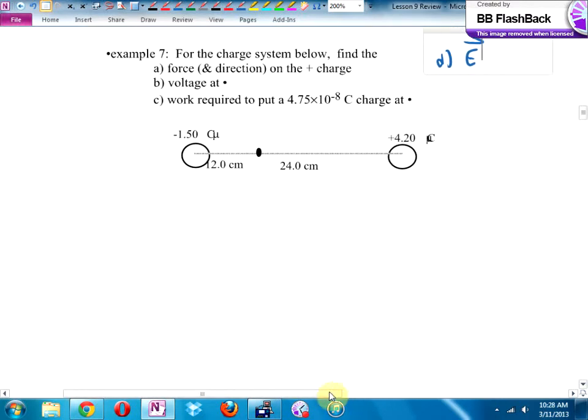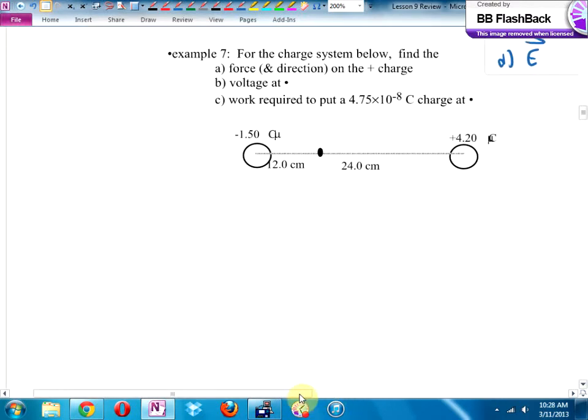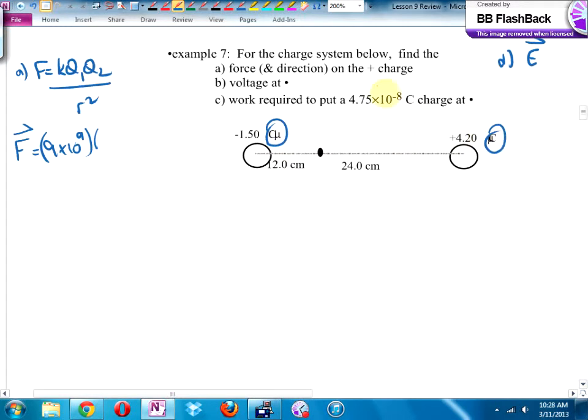So I think I can do A right here. F equals K Q1 Q2 over R squared. F equals 9 times 10 to the 9th. Oh, by the way, again, that's microcoulombs. That's supposed to be microcoulombs. Yeah, I'll have to redo these diagrams. They're on their last legs.